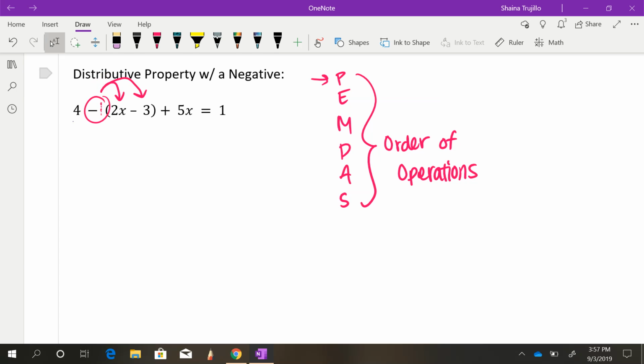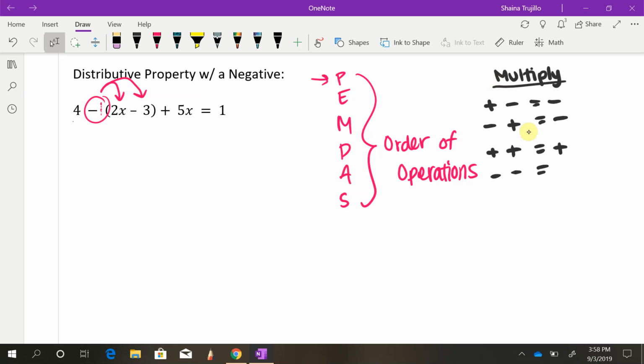You should remember from 7th grade, maybe even 6th grade, that when you multiply two numbers, if they are opposite signs, like a positive and a negative, or a negative and a positive, the resulting product will always be a negative. If they are both positive or both negative, it will result in a positive. This is only for when we're multiplying, not for when we're adding or subtracting.